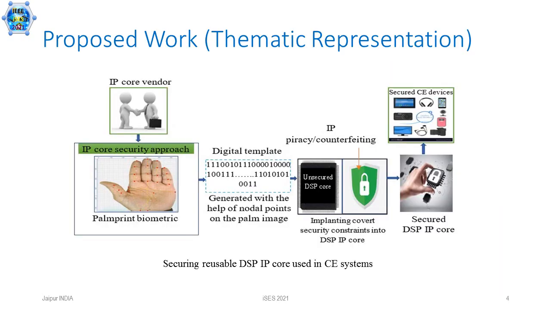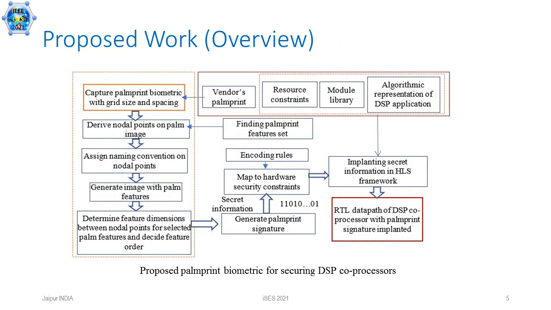The Palmprint biometric, on the other hand, in short produces specific nodal points from the palm image after extraction or after capturing, and then that gets implanted into the DSP IPs for being one of the authentic IP versions into the CE systems. Let's see how the algorithm works.